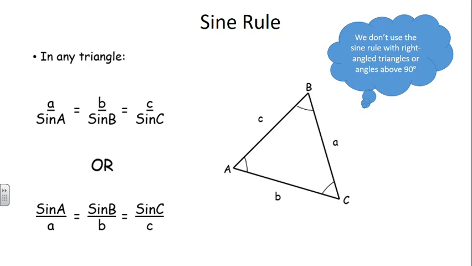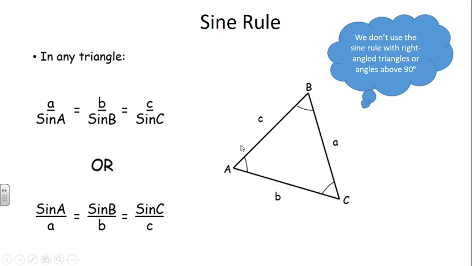The sine rule. So we use the sine rule for non-right angle triangles. It can be applied to a right angle triangle, but we should be using trigonometry, SOHCAHTOA, for right angle triangles. There are two ways we can use the sine rule. We can use it to work out lengths, and we can use it to work out angles. Lengths are represented by lowercase letters, and angles are represented by these uppercase letters.